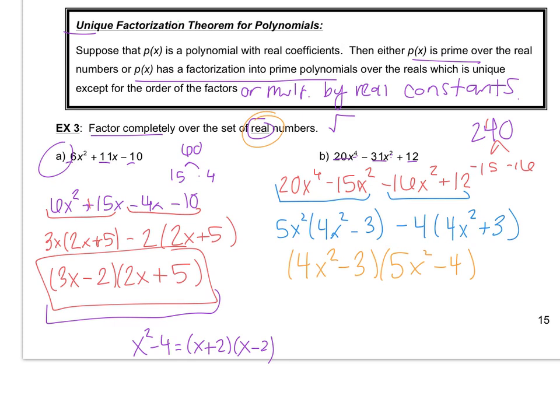Now these don't look like difference of squares. This is a perfect square, 2x squared. But 3 is not a perfect square, but we can still break it down. 3 is still the square root of 3 times the square root of 3. So we definitely can still break that down over the real numbers. So hang with me. It's a little uncomfortable to think of it in this way, but you'll see.